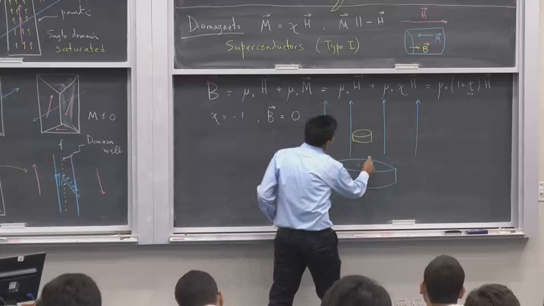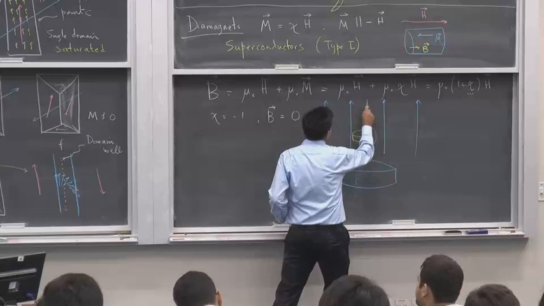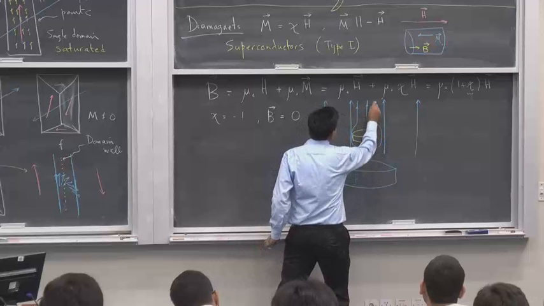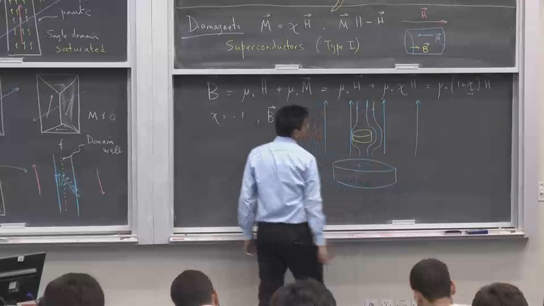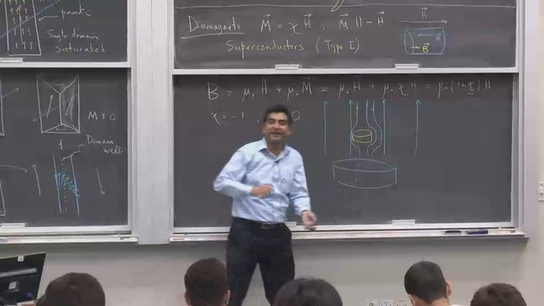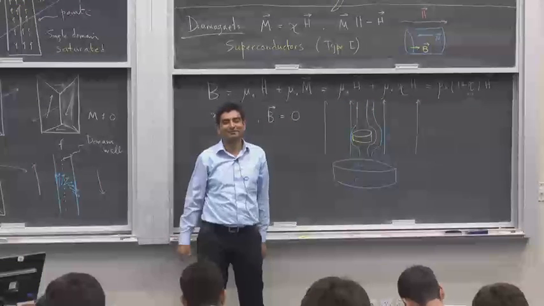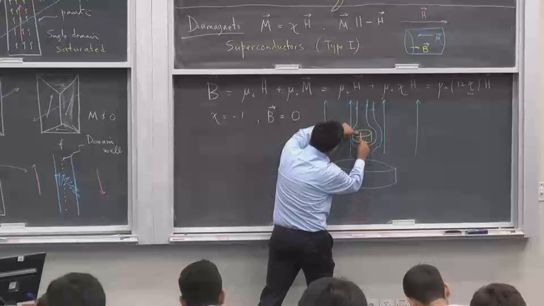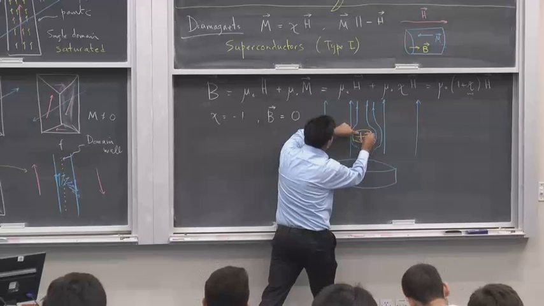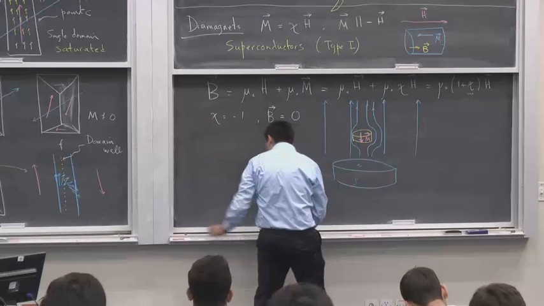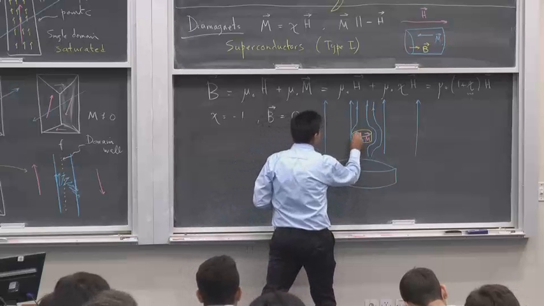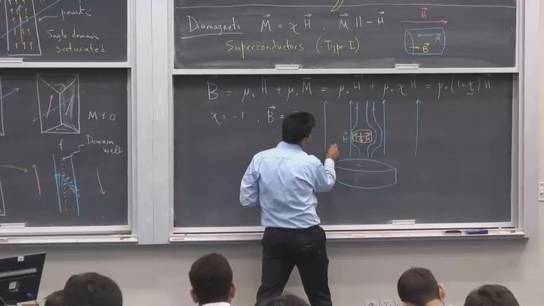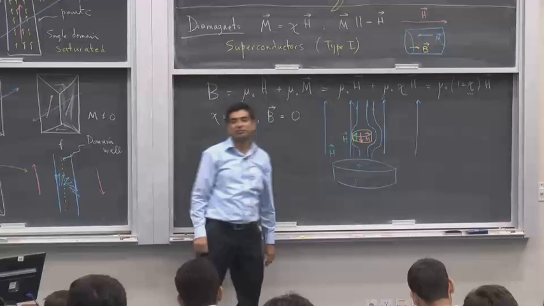Now this field has to go outside the superconductor. It's expelled from the superconductor. It cannot penetrate inside, because the magnetization M created inside the superconductor is equal to H, but in the opposite direction to that created by this external field, so that the net field inside the superconductor is 0.